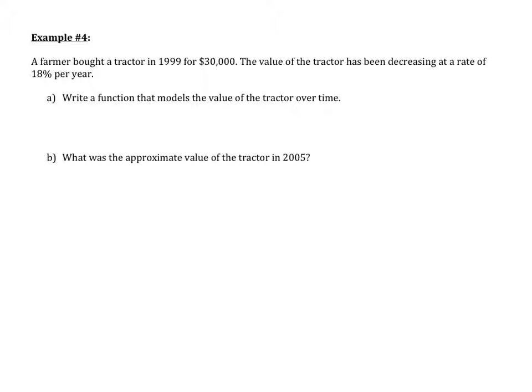Example number 4. A farmer bought a tractor in 1999 for $30,000. The value of the tractor has been decreasing at a rate of 18% per year. So part A says write a function that models the value of the tractor over time. So since it's decreasing, we know we're going to use our decay model, not the growth model. So we're going to start with y equals a times 1 minus r to the t power. So we need to identify first our a value. So our a value is the initial amount, which is $30,000.